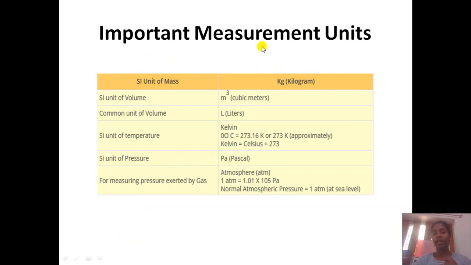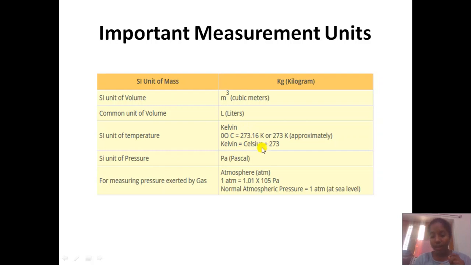Now there are some important measurement units. SI unit of volume is meter cube. We can also say cubic meters. It's not only meter cube, you can say centimeter cube or anything. Here, meter cube is just given as an example. Now the common unit of volume is liters. SI unit of temperature is Kelvin; there are also Celsius and Fahrenheit.